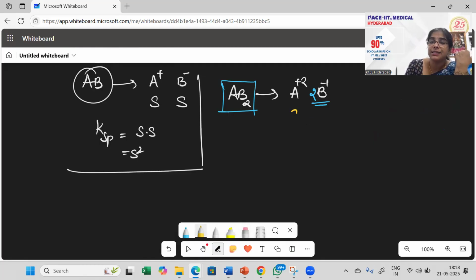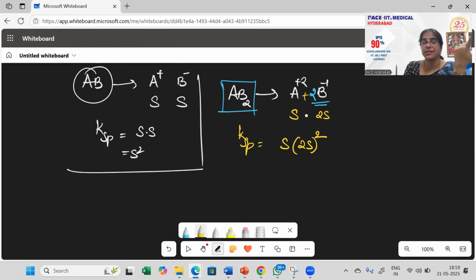Next, for that, this is S and this is 2S. Now, the Ksp will be S times 2S the whole square, because according to the stoichiometric relation, two molecules of it should be set in the power of 2. That is 4 times S cube will be my Ksp.